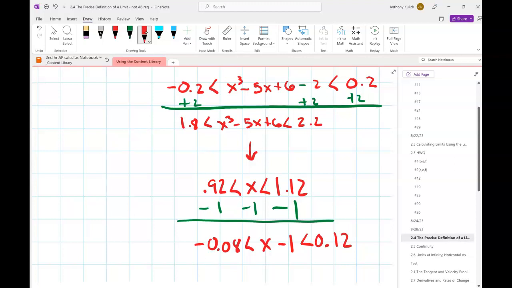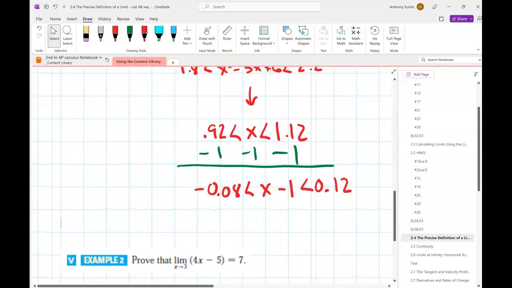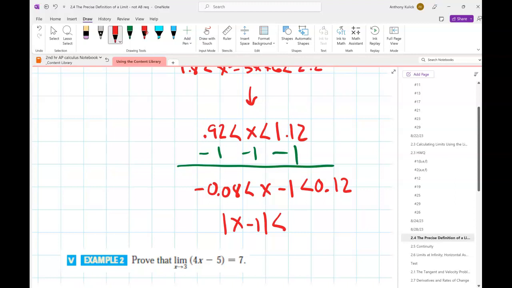So far, so good. So we'll say the absolute value of x minus 1 has to be less than what? How do I know to choose that one rather than the 0.12? Because, well, you want to pick the smaller one, right?